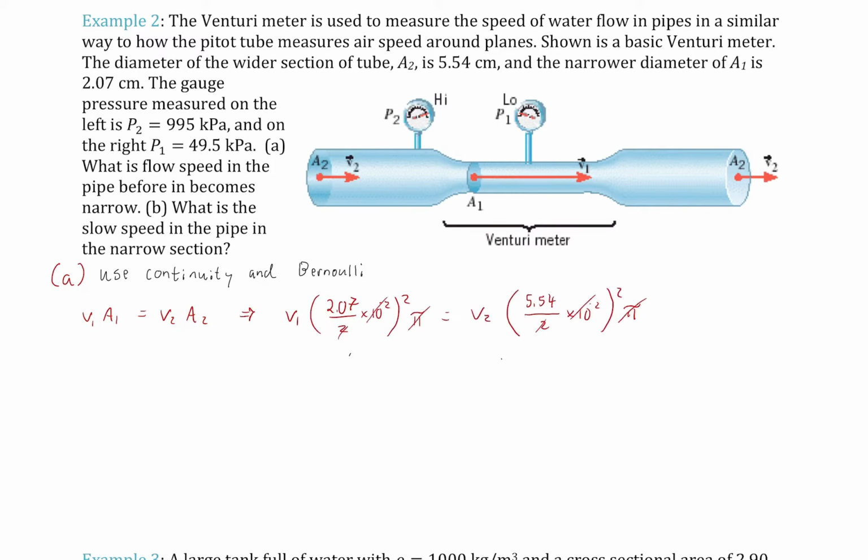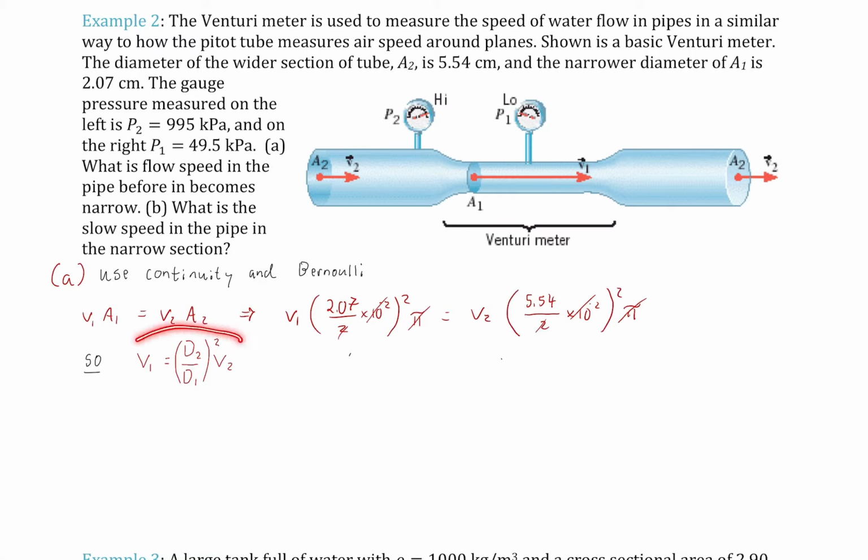I want to write this out in terms of what I know. I'll cancel out the pi's. This is just pi r squared. I was given the diameter, which is why I divided the diameter by 2 to make it r. I made sure to account for the fact that it's centimeters, so that cancels out on both sides. And I'm going to square it. Since we're interested initially in V2, before it becomes narrow, let's solve for V1.